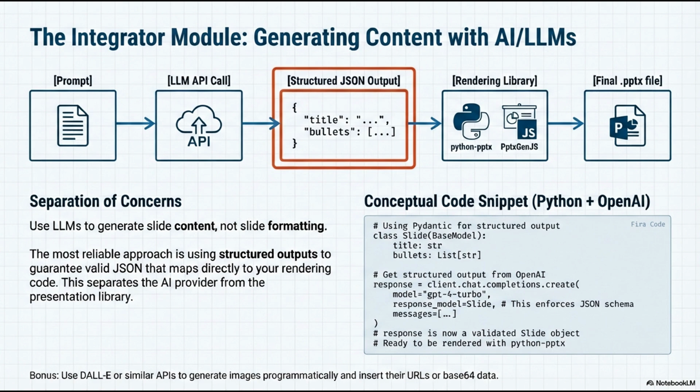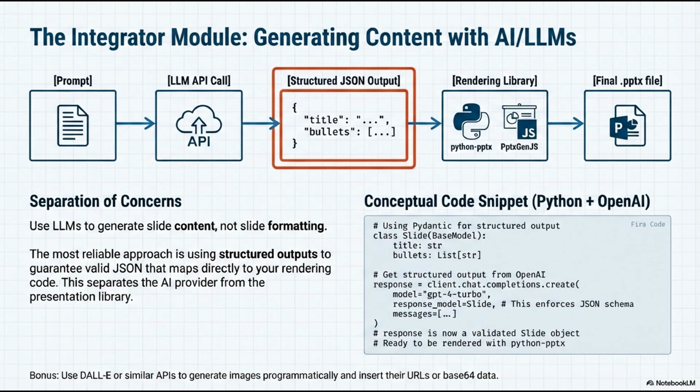We then use OpenAI's API, explicitly setting response model equals slide. This tells GPT-4 Turbo to strictly adhere to our schema, returning a validated slide object that's immediately usable by Python PPTX without additional parsing or validation. As a bonus, remember you can integrate DALL-E or similar APIs to generate images programmatically, inserting their URLs or base64 data directly. This robust content generation capability truly completes our toolkit.